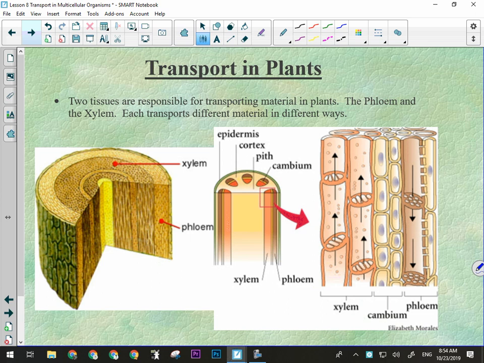Okay, every year the plant grows a new phloem on the outside. I think we talked about that yesterday, right? That's what makes the tree rings. That marks the phloem each year. So that's what happens there.